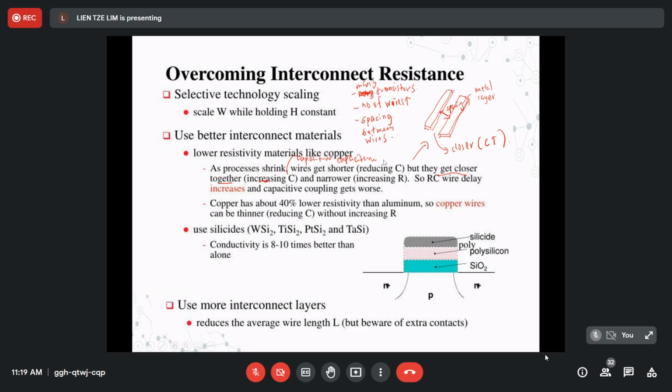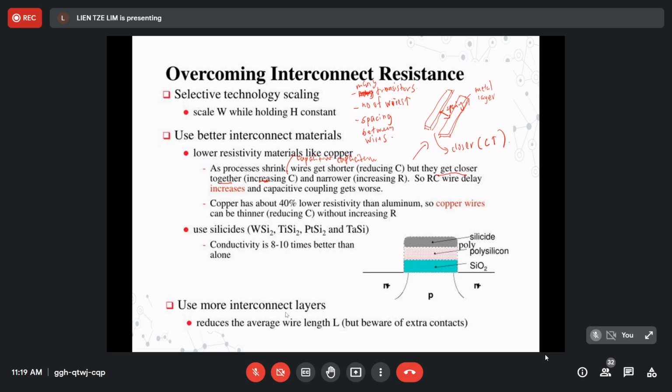Other than using a lower resistivity material, another technique is to use a silicide. This one was already mentioned just now. Using the silicide, the conductivity is 8 to 10 times better than polysilicon alone. And the last one is to use more interconnect layers. More interconnect layers reduce the average wire length L. But beware of the extra contacts. This is a trade-off condition.